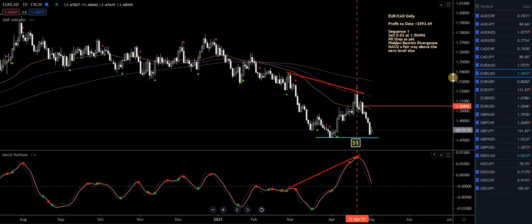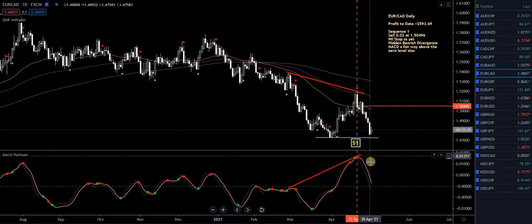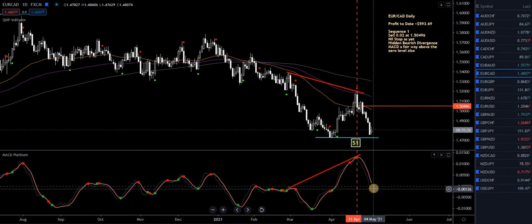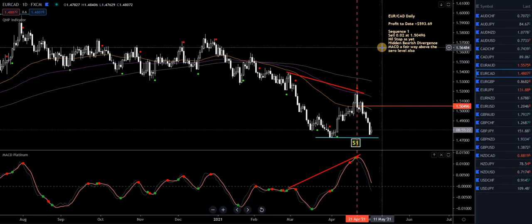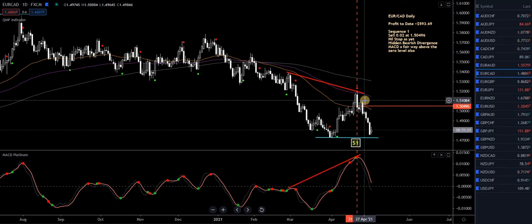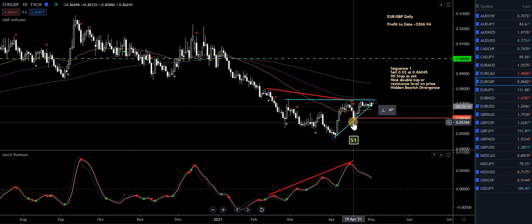Euro CAD, pretty sure I'm going to sell here. Yeah, nice sell. Up here, it's coming down towards its previous low. MACD Platinum's getting close to zero level. Maybe in the next day or two, I will consider closing half and putting a stop just above these highs here, something like that. Euro Pound in a sell.